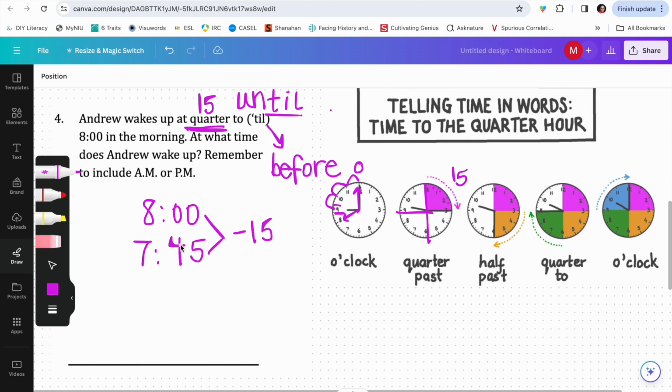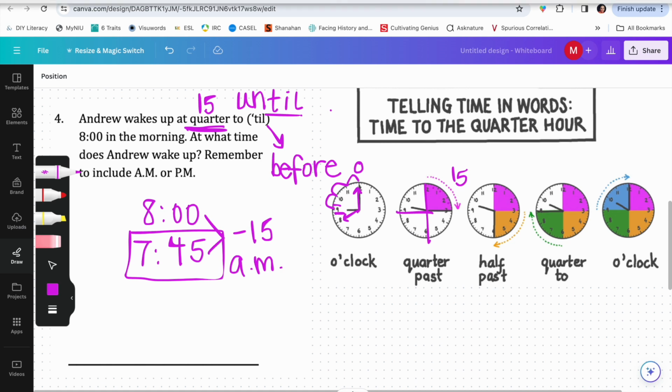So if we're looking at quarter till 8, really what we're saying is 7:45. This is 15 minutes before 8, which is 7:45. And what time do we wake up in the morning? Do we wake up in the morning in the AM or the PM? Yes, thank you so much. I can hear you from your house. We wake up each morning when it is AM.